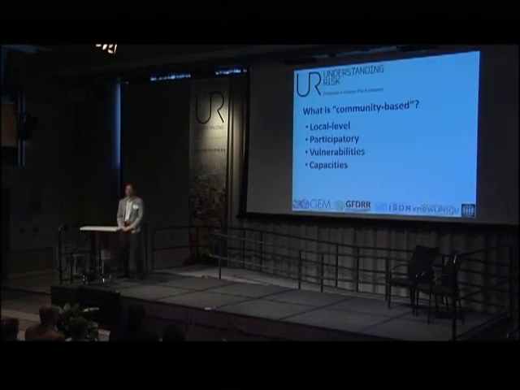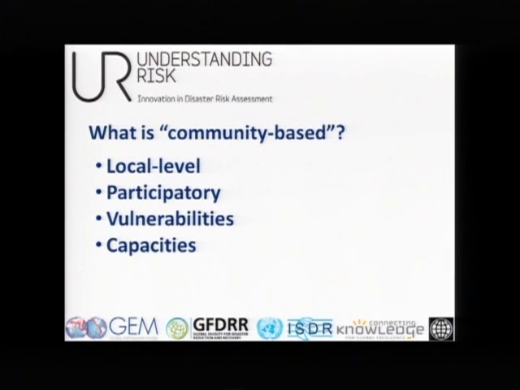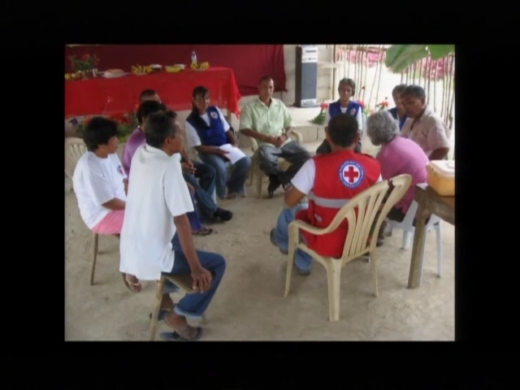So what are we talking about when we talk about community-based? Obviously, it's local level, but I'm talking really local. We're talking households and individuals. It's a participatory process, so we've heard a lot about really cool high-tech modeling systems, remote sensing, all sorts of fun stuff. At community level, we're talking about dialogue with communities, about helping them and helping us to understand their capacities, vulnerabilities, hazards, risks, perceptions of risks.